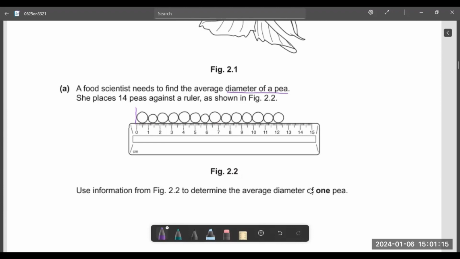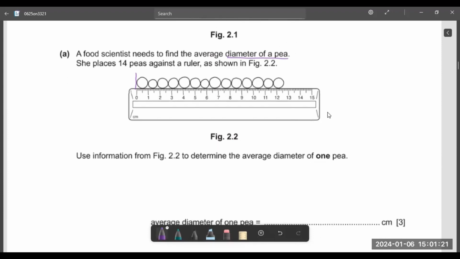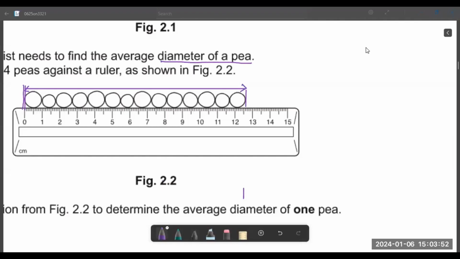Use the information from figure 2.2 to determine the average diameter of one pea. So we need to find the average diameter. For finding the average diameter, first we will measure the reading. Okay, the total length is 12.6. That is from here, this point 12, this is 12.5, and this is 12.6. So the total length is 12.6.